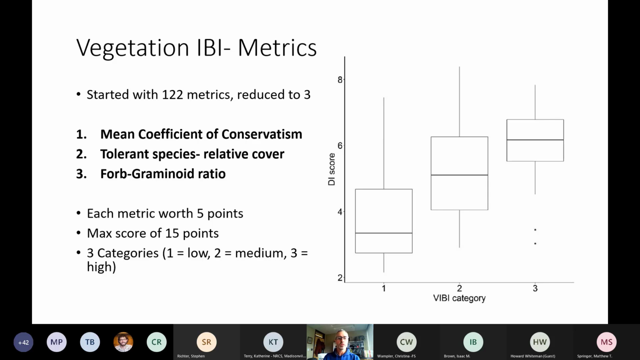And we found with the vegetation IBI that it was strongly related to the disturbance indicator. So after we've pulled together these various metrics, it still reflected the disturbance at the landscape scale. And so it seems to work pretty well.